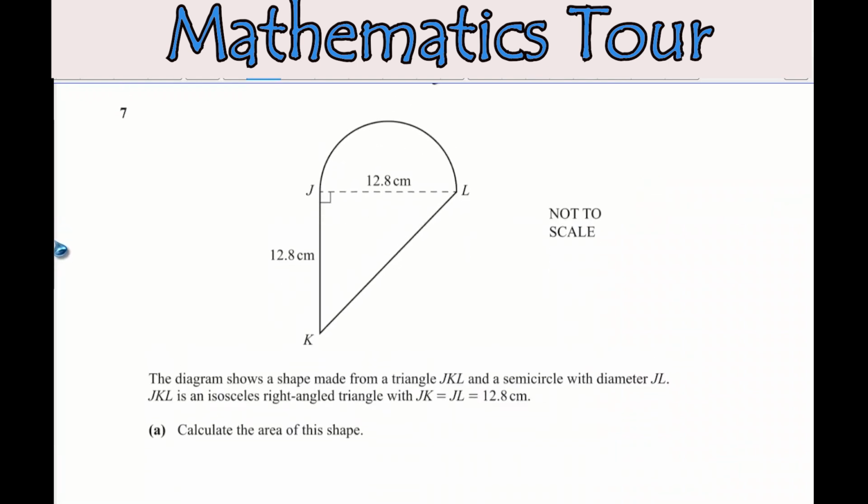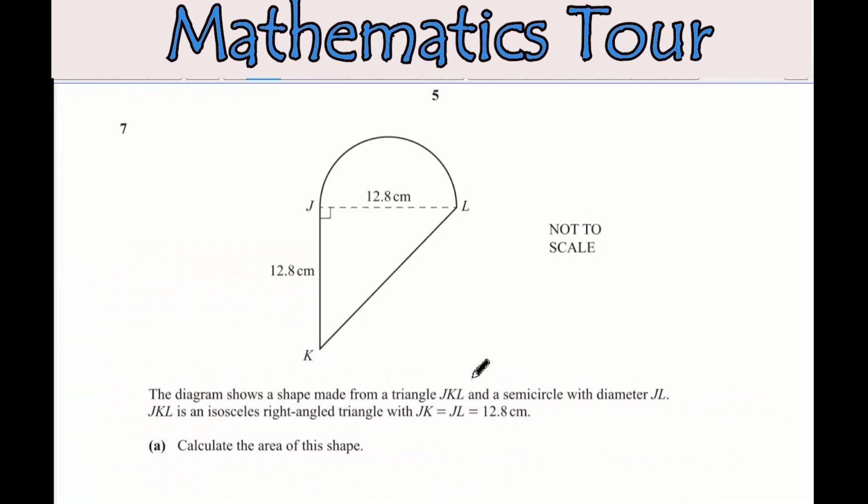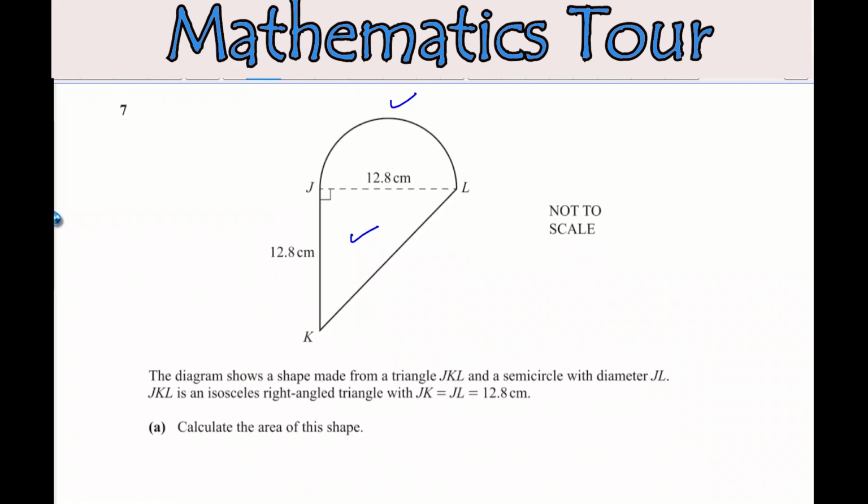The diagram shows a shape made from a triangle JKL and a semicircle with diameter JL. JKL is an isosceles right-angled triangle with JK equals JL equals 12.8 centimeters. Calculate the area of the shape. Okay, so the area of the shape will be the area of this triangle plus the area of this semicircle. So the area of the triangle will be base times height divided by 2, and the area of the semicircle will be the area of a circle divided by 2.